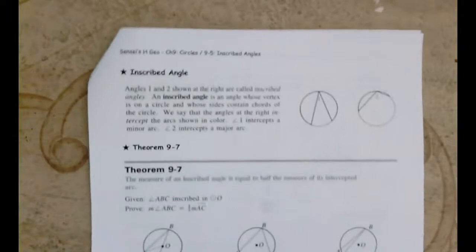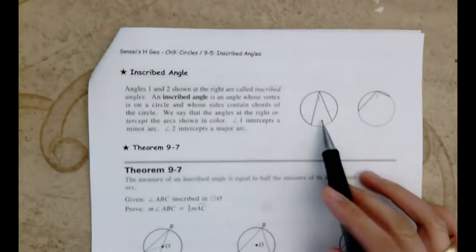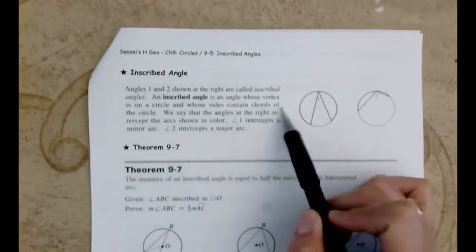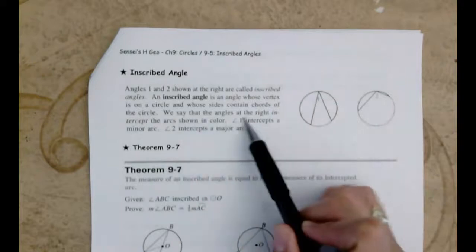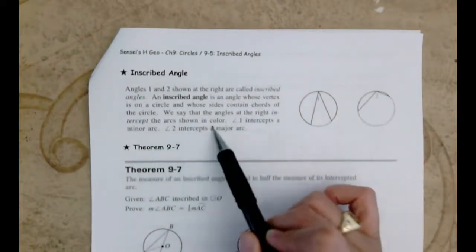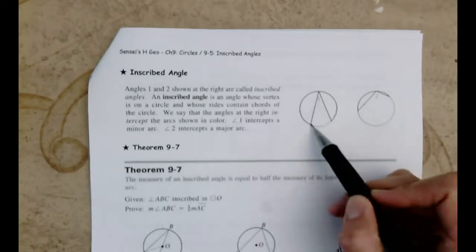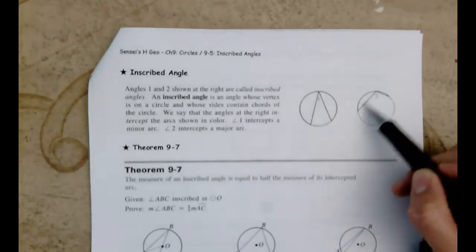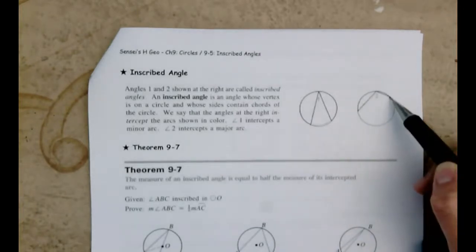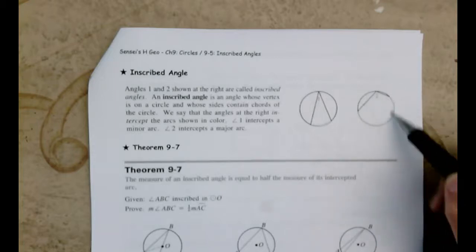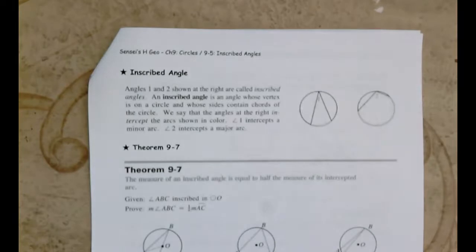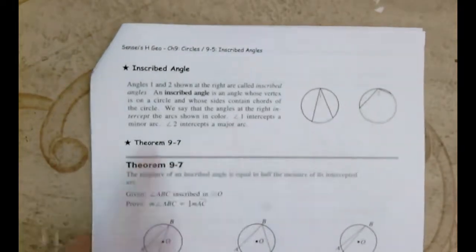Here is the definition of inscribed angles. It's an angle whose vertex is on a circle and whose sides contain chords of the circle. We say the angle intercepts the arc shown in color. So this angle intercepts this arc. That's just the term. This is also an inscribed angle, even though this arc is more than 180. It's still an inscribed angle, and this is the arc intercepted by this angle. You can intercept a major arc or a minor arc.